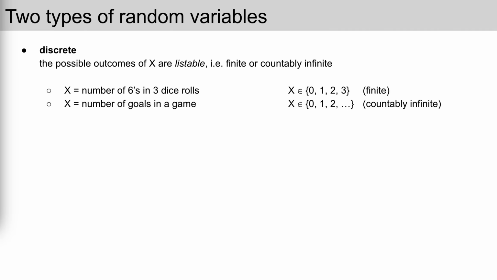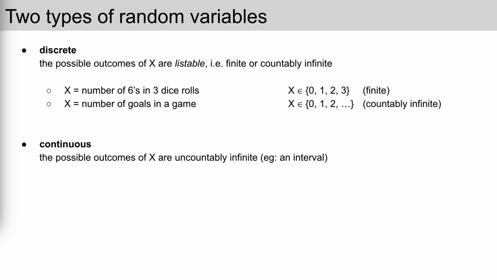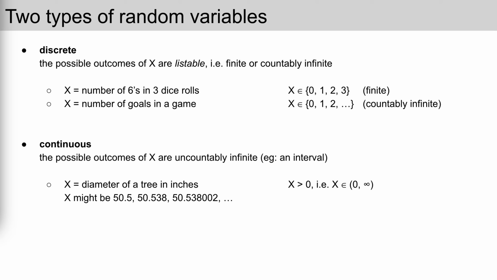But not everything is discrete. A random variable X is continuous if its possible outcomes are uncountably infinite. Think intervals here. For example, let X be the diameter of a tree in inches. Then X might be 50.5 inches. But a tree is never exactly 50.5 inches in diameter. If we measure more precisely, X might be 50.538 inches, or 50.538002 inches, and so on. Mainly, we can't start listing out all of the possibilities. Rather, X can technically fall anywhere above 0 inches. Or X is in the interval from 0 to infinity.